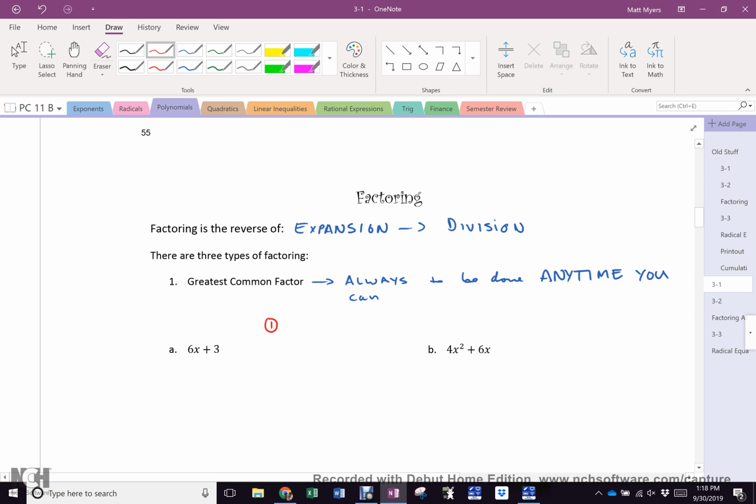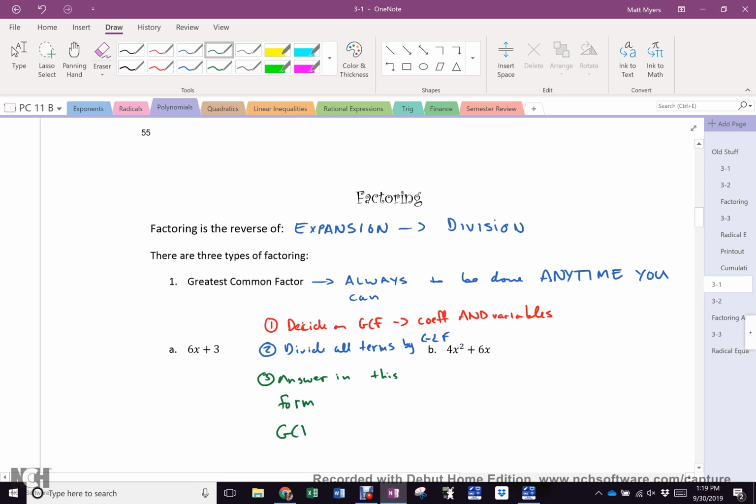It is a 3-step process. 1, decide on the GCF. Remember, that means you have to look at coefficients and variables. 2, you must divide all terms by the GCF. And 3, answer in the following form. GCF, bracket, quotient 1 plus or minus quotient 2 up to quotient n. If that makes no sense to you, don't worry, it will in a second.